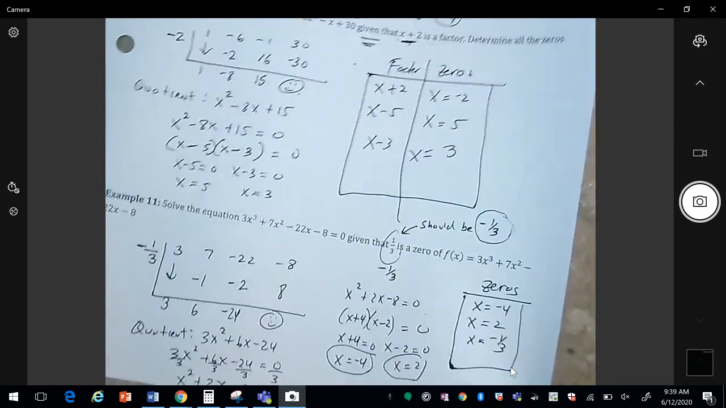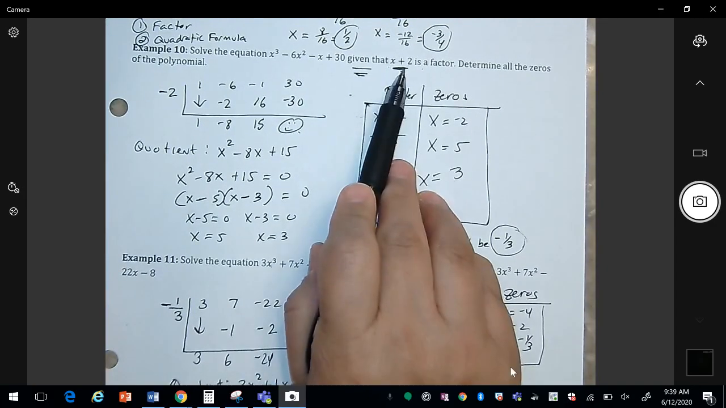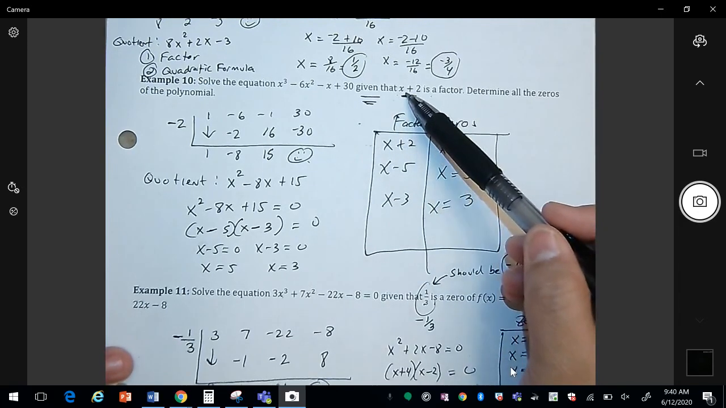Okay, so that was the end of section 2.3, finding the zeros given that something is a zero or something is a factor. In section 2.5, we'll be able to find zeros when they don't give you this information.